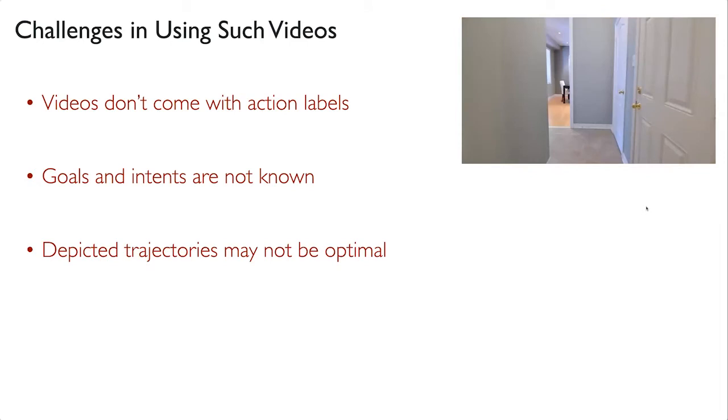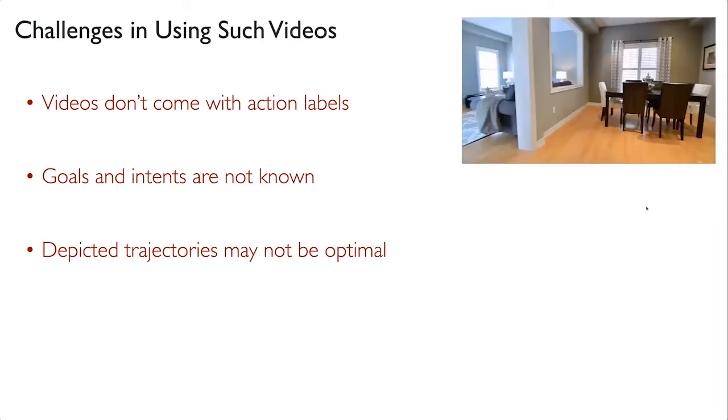And third, the trajectory that this person is taking may not be optimal. What you saw in this video so far is this person went in and took a detour into a bathroom and then came out and so forth. So the trajectories that have been showcased here are not optimal, and that poses learning challenges when we're trying to learn something. So what we did in this work was try to address these challenges.